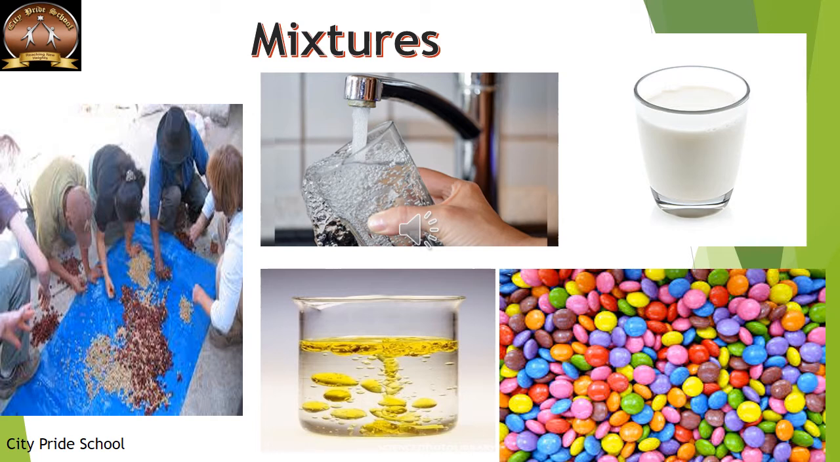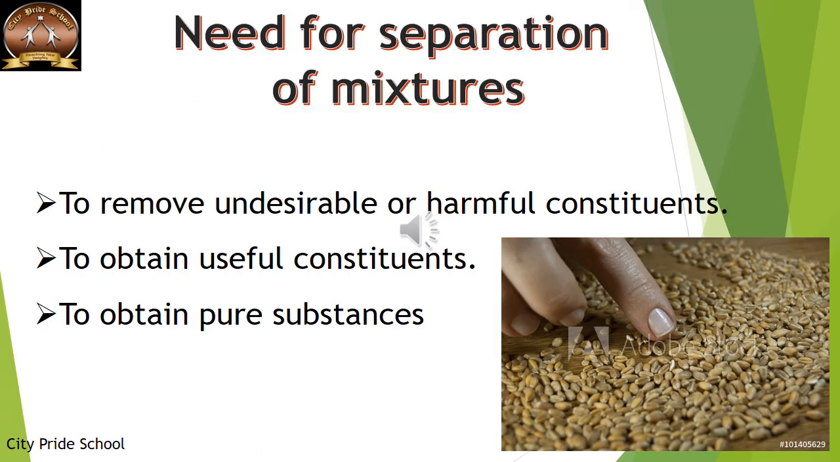So let's see now what is the need for separation. Now one major need for separation of mixture is to remove the undesirable or harmful constituents. Here this lady is trying to remove stones from the wheat. That is one reason why we need to separate mixtures. Second one could be to obtain useful constituents, like we saw that oil and water are mixed, right? But we require oil. We want to use that oil to make certain things. So to obtain that useful thing, we have to separate it. It is also required to obtain pure substances.